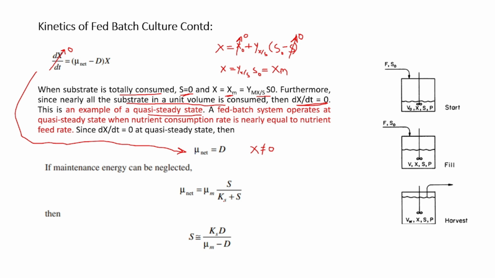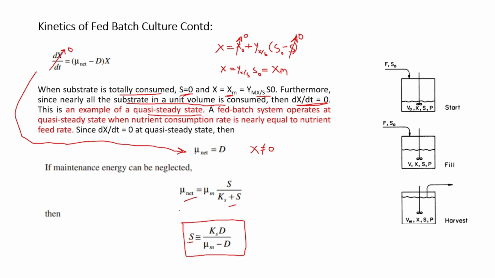Now from Monod kinetics, we know mu net is equal to mu m into S by Ks plus S. So if we substitute, we get the expression for S. S is equal to Ks into D by mu m minus D. So many a times, you are given the dilution rate, you are given Ks, which is the Monod kinetic constant, you are given the maximum specific growth rate, you are asked to find out the substrate concentration, then you will use this expression.